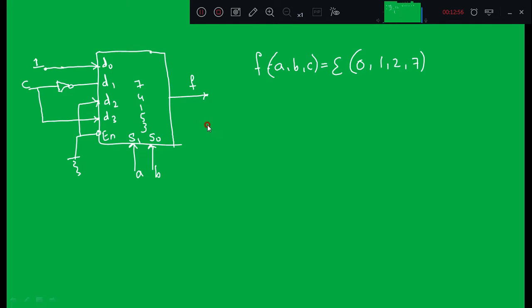So now we will verify whether this design works properly or not. First, I'll connect select lines to 0 0. I'll take the first combination of select line, that is 0 0. When A is equal to 0, B is equal to 0, the first data line D0 is selected, and D0 is connected to 1. So what will be the output? F is equal to 1, right?